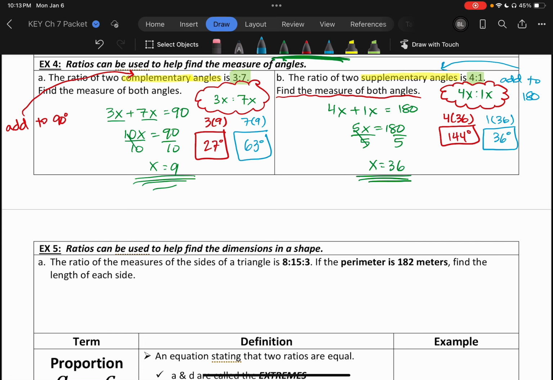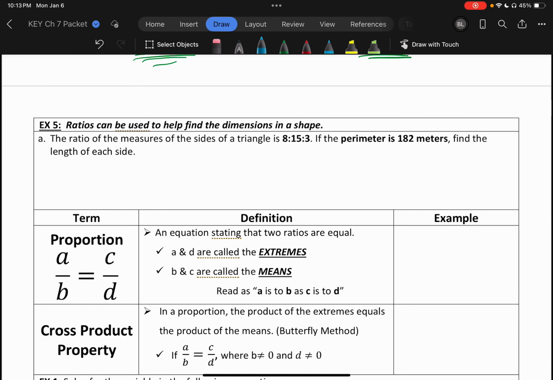All right, so to keep things moving here, let's go ahead and look at example 5. Ratios can also be used to help us find the dimensions in a shape. So the next question says the ratio of the measures of the sides of a triangle is 8 to 15 to 3. If the perimeter is 182 meters, find the length of each side.